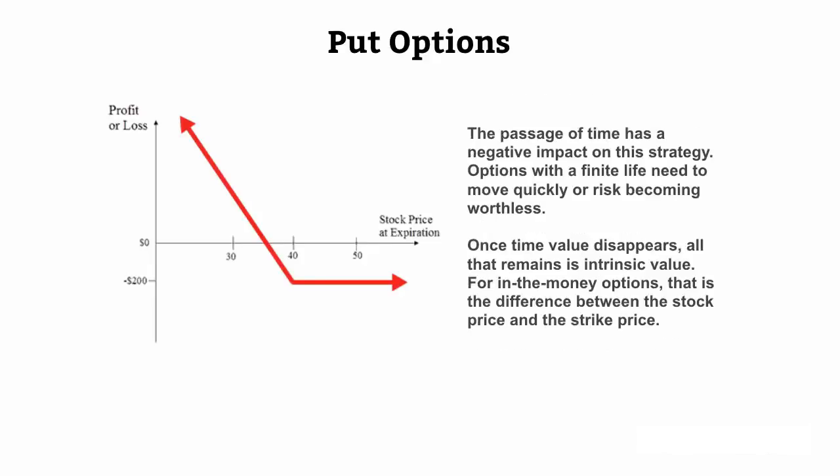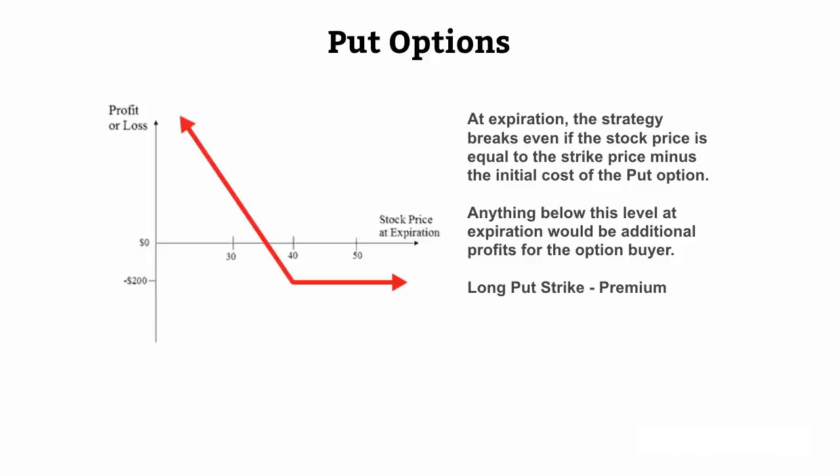Now, the passage of time, just like with call options, with a long put option and long call option always negatively impacts the options. Options are finite. They have a definitive date on which they expire. So as time passes and time erodes, the value of these options goes down because there is less time for the stock to swing into a potential profit zone. At expiration, the strategy breaks even if the stock price is equal to the strike price minus the initial cost of the put option. Again, anything below this level at expiration would be additional profits for the option buyer.